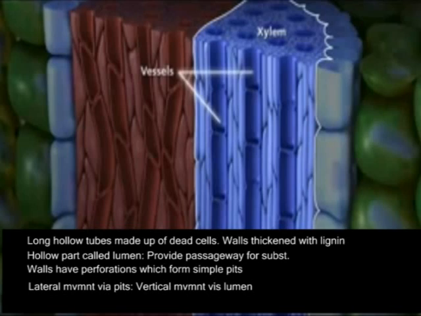The protoplasm of the vessels die and the cross walls disintegrate, and this results in the xylem vessel becoming a long hollow tubular vessel.